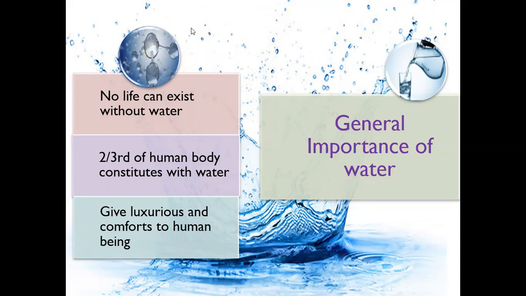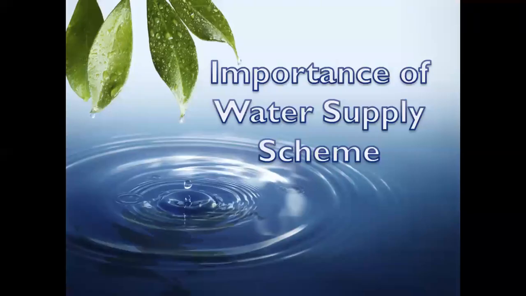So in addition to that, water is also useful for beautification, I mean for gardening and lawn purposes also. So to ensure the availability of a sufficient quantity of good quality water, it becomes almost compulsory in a modern society to plan and build a suitable water supply scheme which may provide potable water to the various sections of the community in accordance with their demands and requirements.